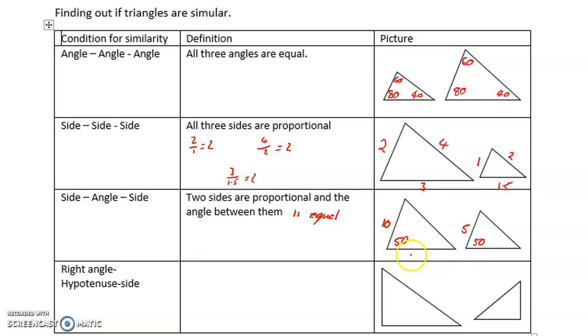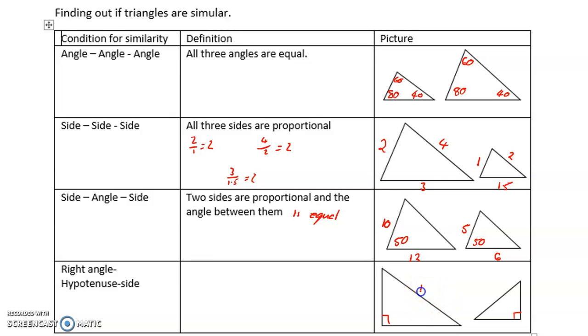If this side here was 12, this side here would be 6, because this one is twice the size of that, and they share the angle. The other one you see occasionally is right angle hypotenuse. It means right angle hypotenuse side. It means that in a right angle triangle, and I'm going to write this on in a second, in a right angle triangle you have one side and the hypotenuse in proportion.